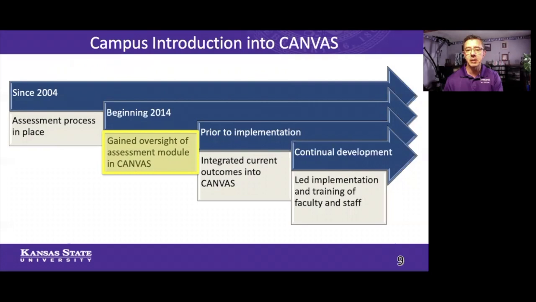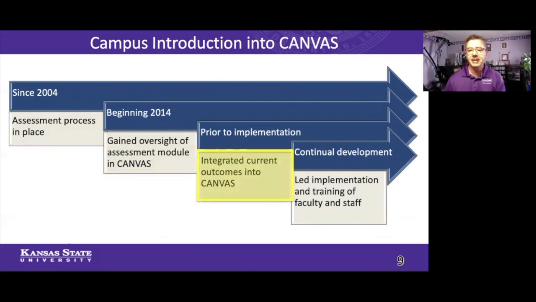In 2014, when our university began piloting Canvas as a learning management system, the IT area was not planning to implement the assessment component in its initial implementation. But the Office of Assessment intentionally and actively pursued oversight of the program development and implementation of the assessment module. We did not want the faculty to learn how to use Canvas one way and then have to have the assessment module as an add-on later. We wanted the assessment of learning integrated in Canvas right from the start.